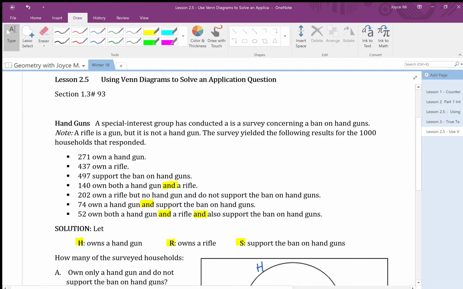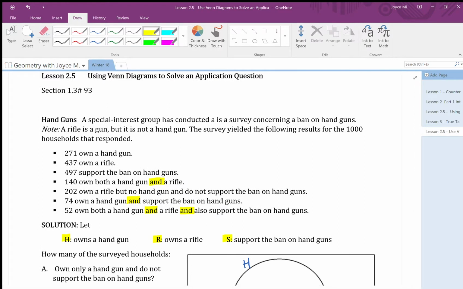So let's look at the top again. Here I'm talking about handguns. 271 own a handgun, so H is equal to 271. This is the first piece. The second piece says 437 own a rifle. So rifle is R, and R is equal to 437. The next piece, 497 support the ban on handguns. So S is support the ban on handguns, that is 497.